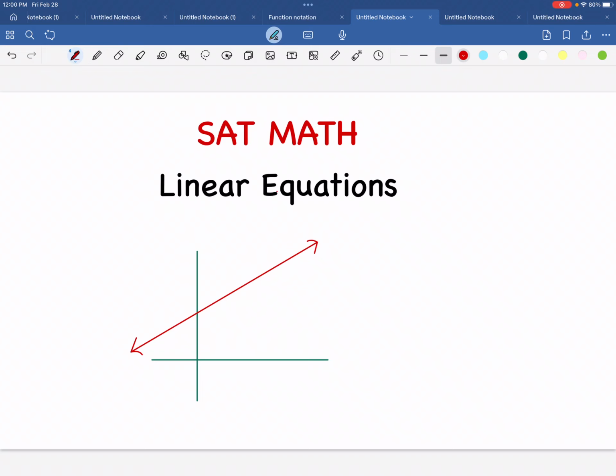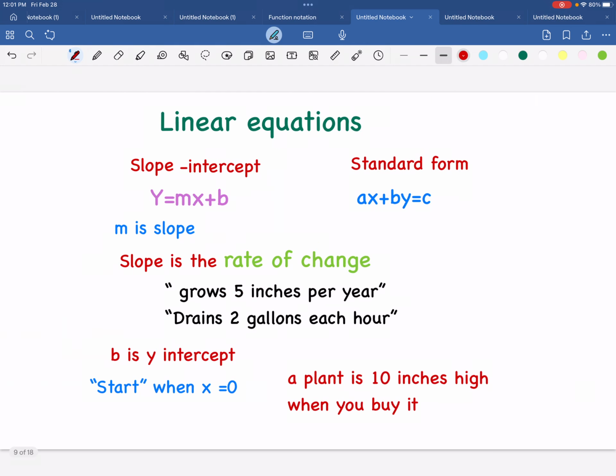The SAT is going to have multiple problems that involve linear equations. So we're going to go over linear equations, review what they mean, how you find them, and then how you can relate them to word problems.